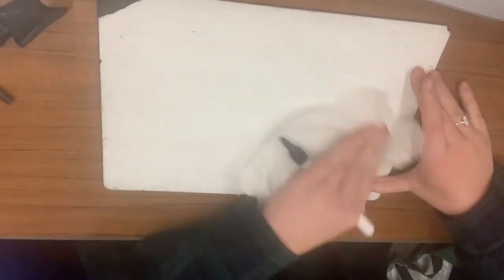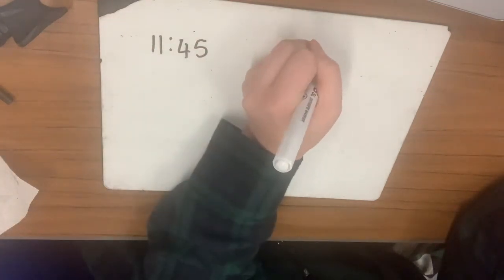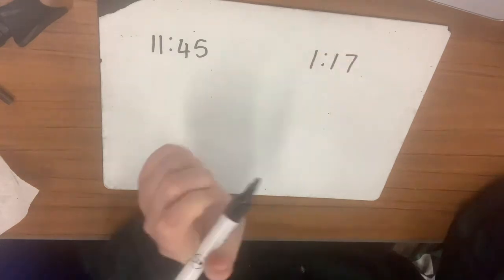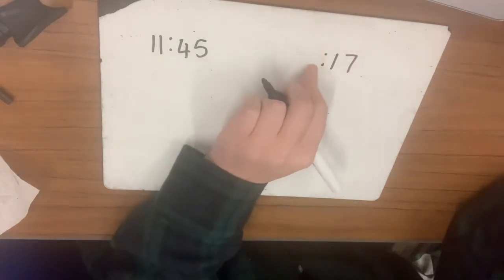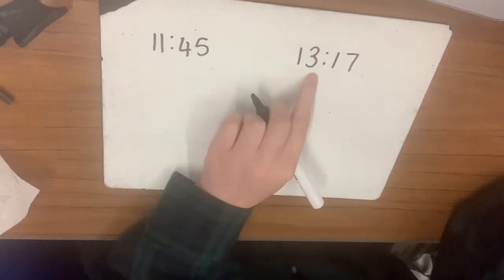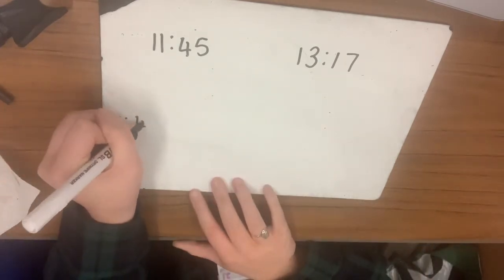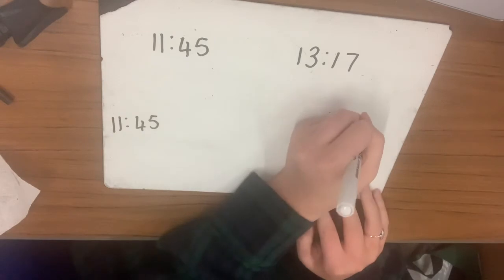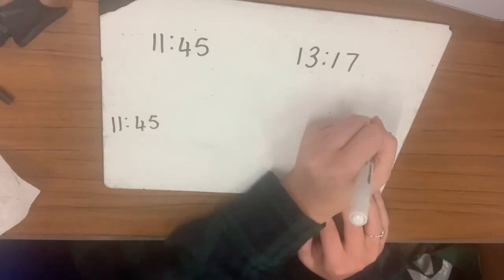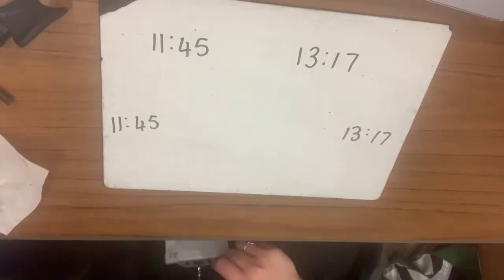Let's have a look at another one. So this time I am going to go to the swimming pool, and I'm going to get there at 11:45, and I'm going to leave at 17 minutes past 1. So I'll do it in 24-hour time. So I'm starting off going into the swimming pool at 11:45, and I come out at 17 minutes past 1. So let's have a look at how we would do this.